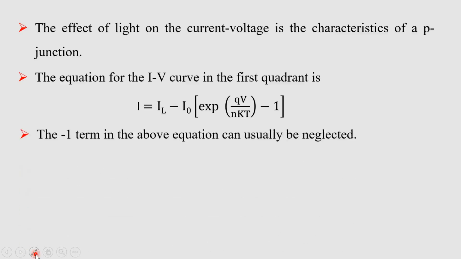The minus 1 term in the above equation can be neglected. When we neglect the minus 1 term in this equation, the equation is written as I is equal to IL minus I0 times exp(qV/nkT). This equation is the rearranged IV equation of a solar cell.